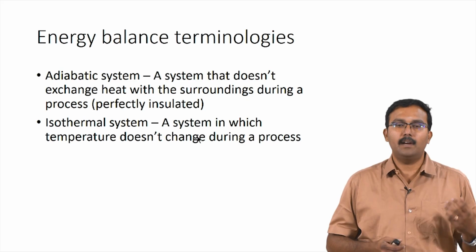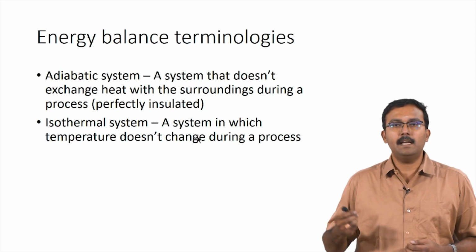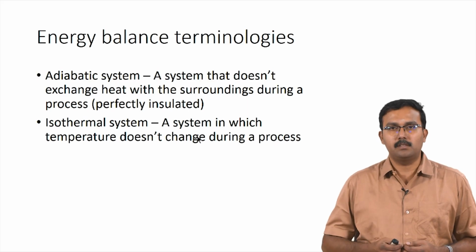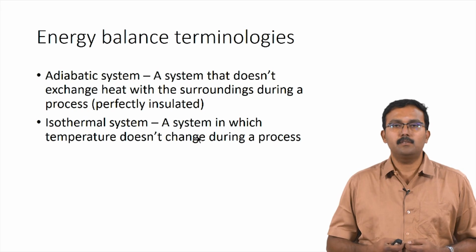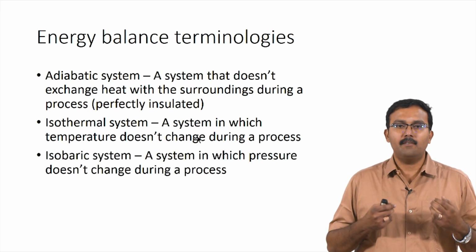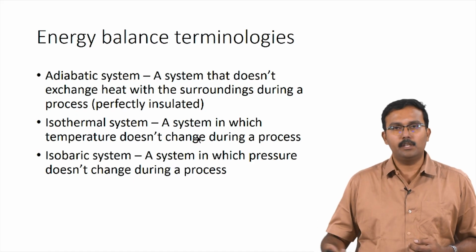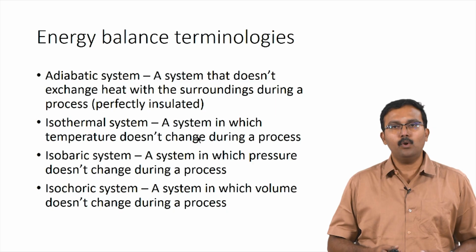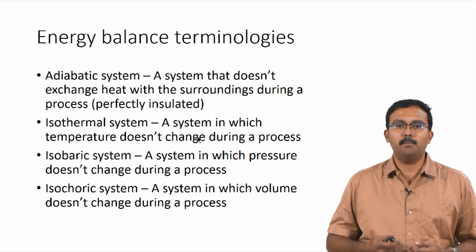You can also have an isothermal system where the system temperature is maintained as a constant throughout the process. Here heat exchange would probably be happening between the system and its surroundings to maintain the temperature of the system. You can also have isobaric systems where the system pressure does not change during the process, and you can have isochoric systems where the system volume does not change with respect to time during the process.